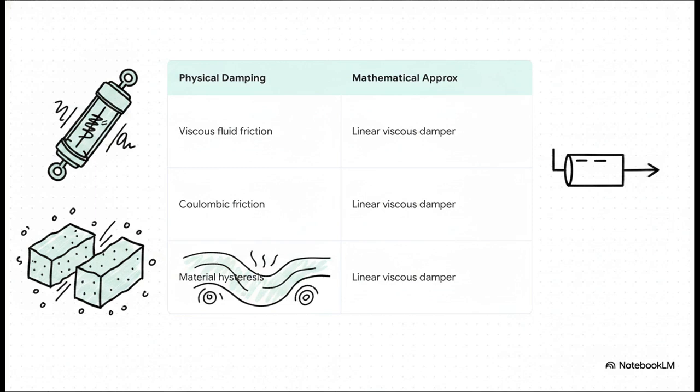If we summarize how we handle this, engineers basically cheat a little bit. We approximate all these complex, diverse types of physical energy loss into a single, simplified mathematical model called linear viscous damping. We do this just so we don't completely fry our computers trying to calculate the messy reality.